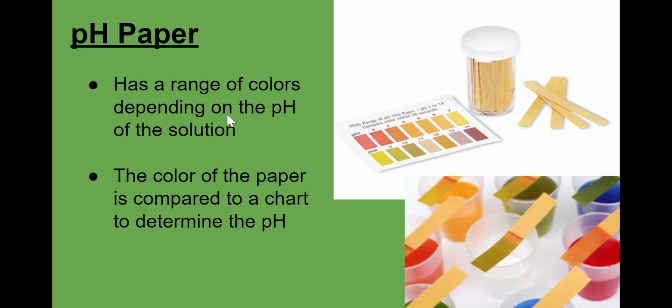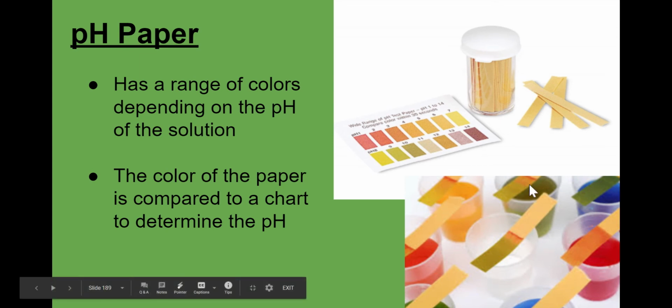So it has a range of colors depending on the pH of the solution, and we will compare it to the chart to get that pH. You can see various colors down here in the bottom. That would be an example of what pH would look like.